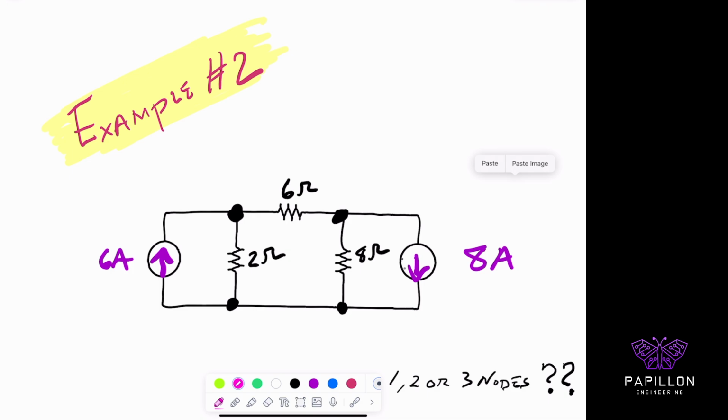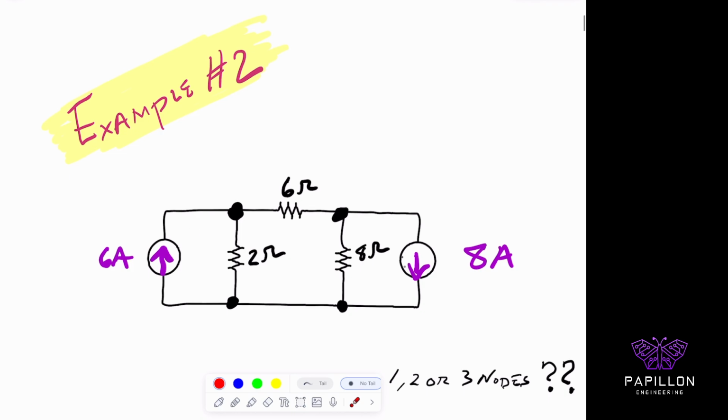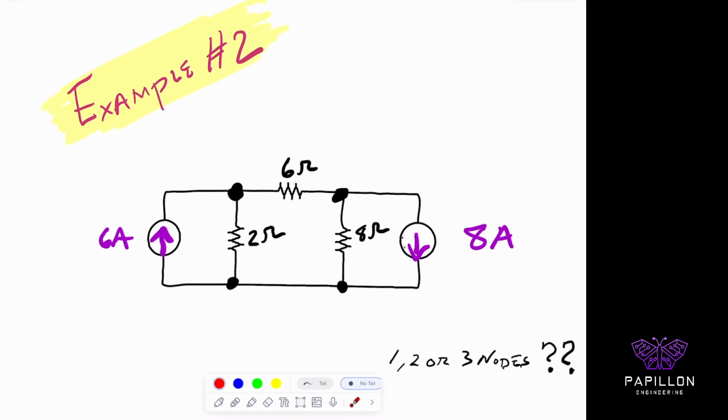this time we have 2 current sources and 3 loops. I have a 6 amp source on the left and an 8 amp source on the right. This one's going down, this one's going up. So the question I have for you is, how many nodes do we have? We have 1, 2, 3, 4, 5 nodes, right? Take a moment to think about that.